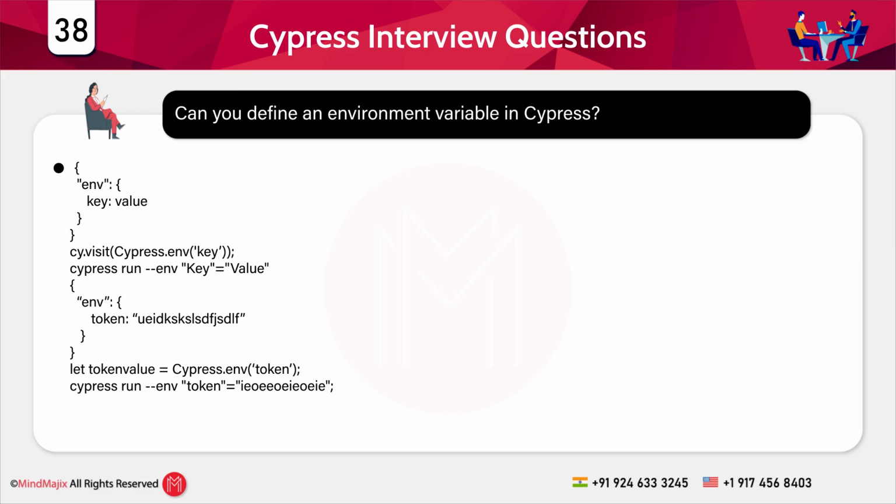So guys, just to give you an example, here you can find an environment variable created in cypress.json. The previous slide was just the syntax to create the environment variable. Over here we have used the env colon token. This particular token is the key and this is the value. So let tokenValue equal to Cypress.env token, and to use that particular value, you can run the command cypress run --env token, where token is specified in double quotes. Then mention equal to, and in double quotes you mention the value, which is some random value over here.